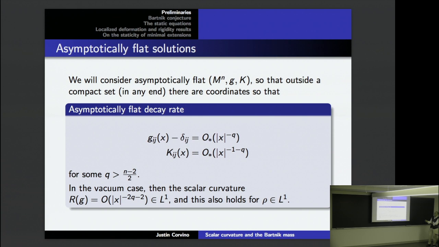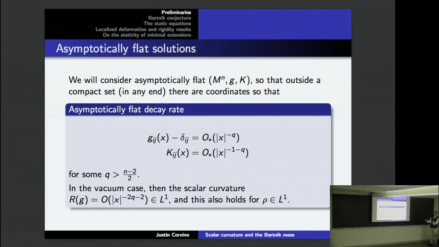So you have coordinates near infinity where the metric has a fall off. Star means some number of derivatives. And the second fundamental form also has a fall off 1 degree faster, with decay rate bigger than n minus 2 over 2. In most of the slides, you think about the dimension of the manifold being 3, so q should be bigger than a half. I'll try to point out where certain results are dimension dependent, but a lot of it goes through independent of the dimension.